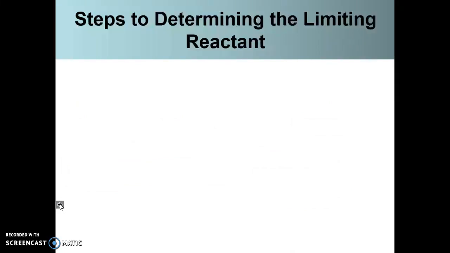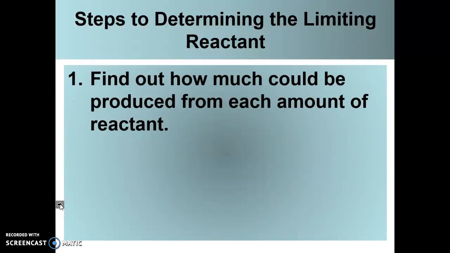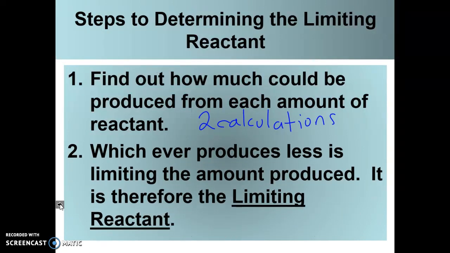Okay, pick up your pencils. Here we go. Steps to determine the limiting reagent. First, we're going to find out how much could be produced from each amount of reactant. That means you have to do two calculations. I want you to write that in there. You're going to have to do two calculations. Then whichever produces less is the limiting.